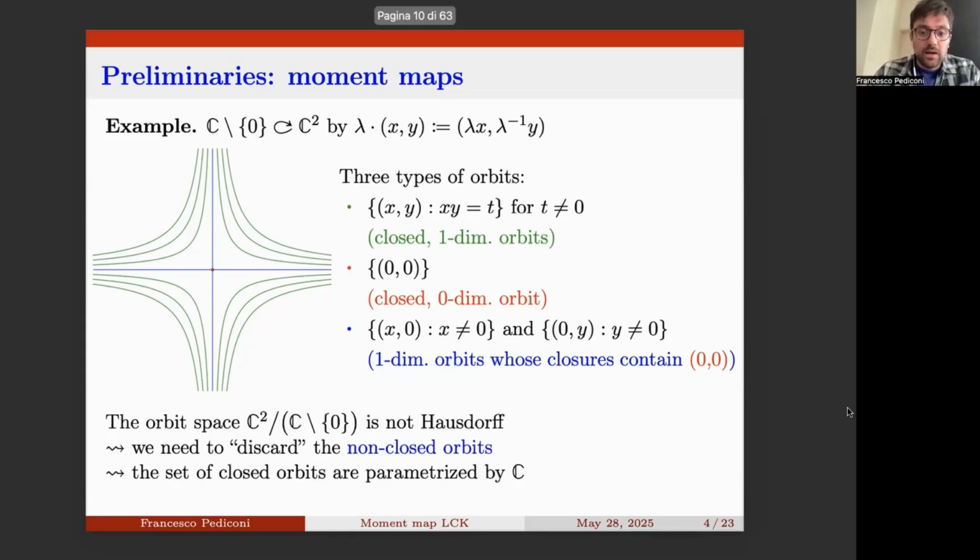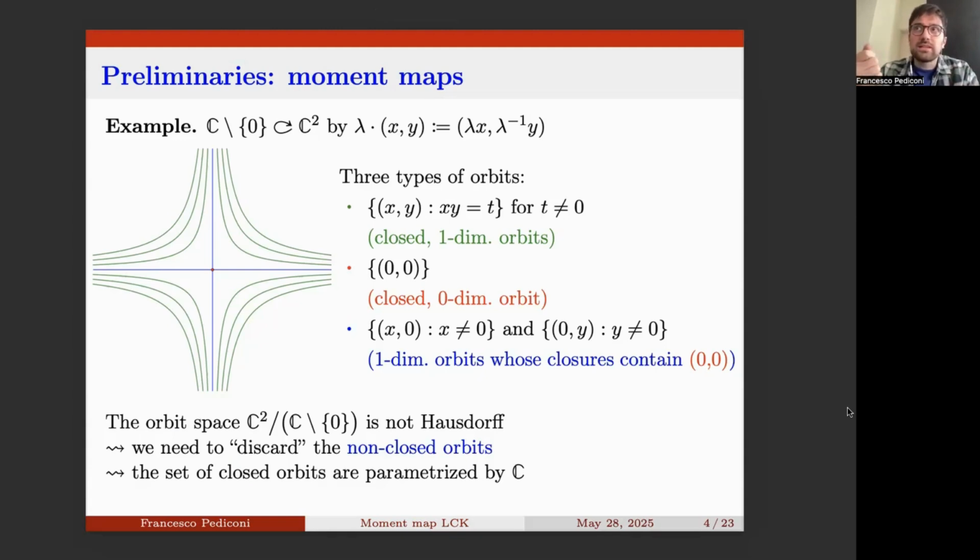So, of course, if you want to consider the standard quotient of C2 with respect to this action, this is not a good quotient because it's not going to be Hausdorff. I mean, in the quotient space, you cannot separate the closed zero-dimensional orbit and the non-closed one-dimensional orbits.